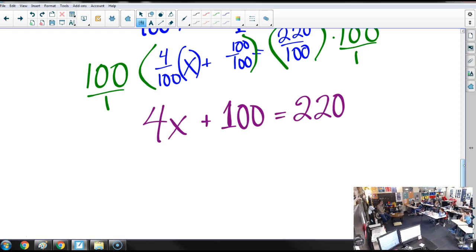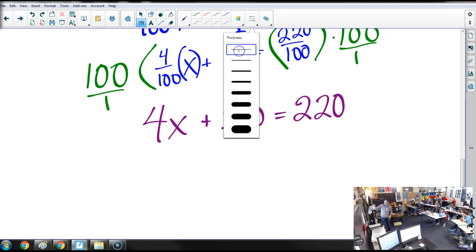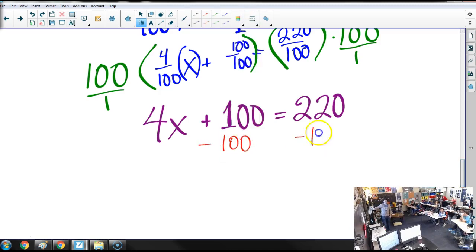Elena? I think what you should do next is subtract 100 from both sides. I agree. We should subtract 100 from both sides. Hey, it's subtraction. I'm going to write it in red. X is 30.